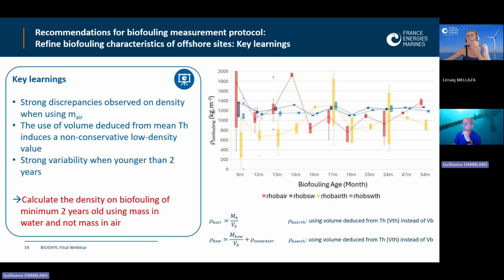Also, you can notice something: even if we use these measurements, so the dark blue curves, there is always, in the transition phase, some natural variation, but after 2 years, it seems that the density and potentially the community distribution is more stable. So this is also a recommendation to not provide values younger than 2 years because there is a lot of variability.